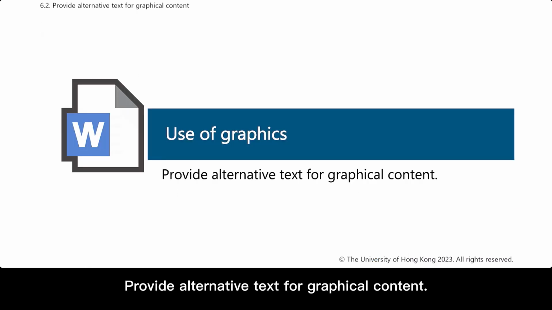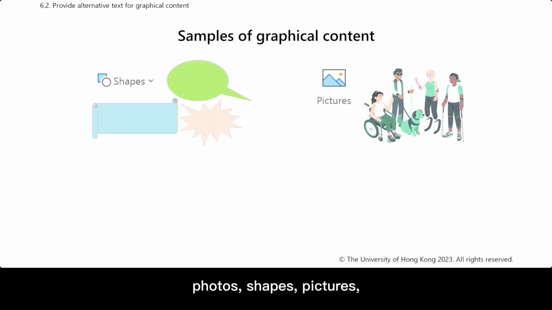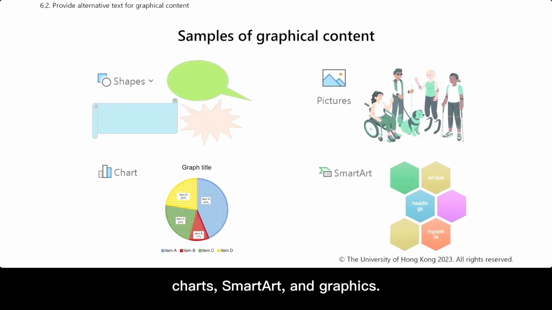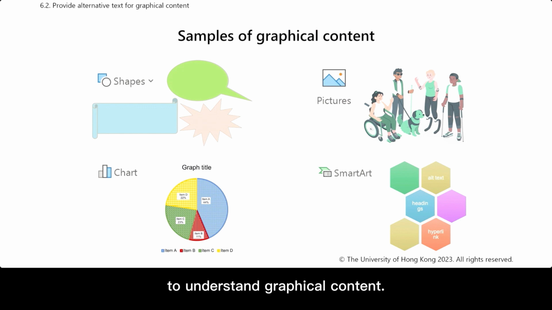Provide alternative text for graphical content. Alternative text concisely describes the content and the purposes of the graphical content in brief phrases or 1 to 2 sentences. Examples of graphical content include photos, shapes, pictures, charts, SmartArt, and graphics. Alternative text enables users of assistive technologies to understand graphical content. When screen readers recognize an image with alternative text, screen readers will read image or graphic, followed by reading the associated alternative text.